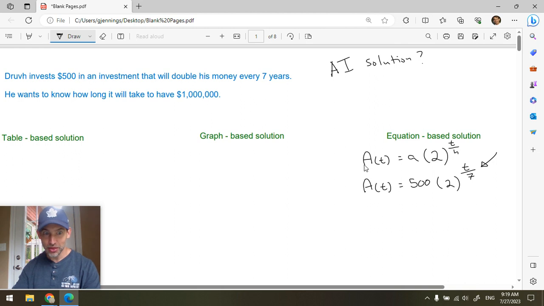We could go ahead and throw that equation into Desmos and get a graph-based solution. And here's what our solution is going to look like. There's going to be the y-axis, no surprises there. There's going to be the x-axis. And here's what you're going to have. You're going to have a as the initial value. So this is going to be 500 down here, $500. That's what he invests initially.